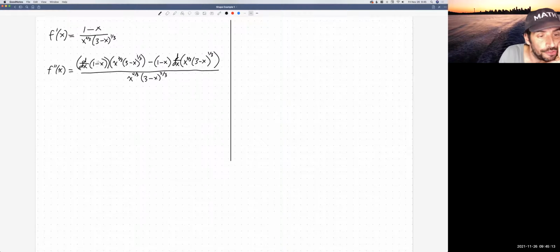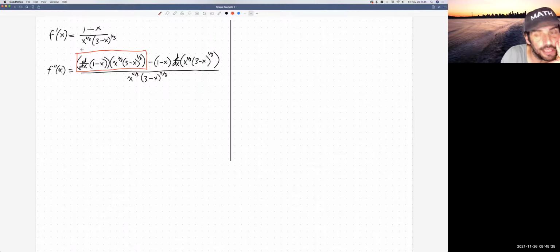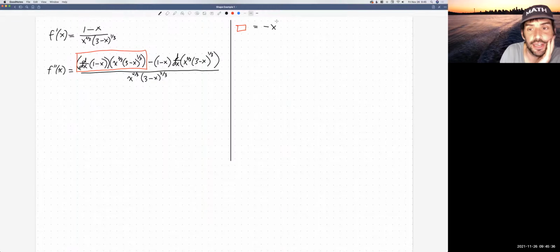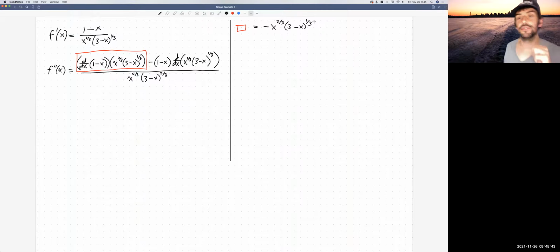So first, we've got the derivative of, so maybe I'll mark these things. We'll just use a red box. So first, I'm just going to write down what this red box becomes. So here's my little symbol. The red box becomes, well, the derivative of 1 minus x is just negative. So we've got negative x to the 2/3, 3 minus x to the 1/3, right? We left that second function alone. That one's not too bad.